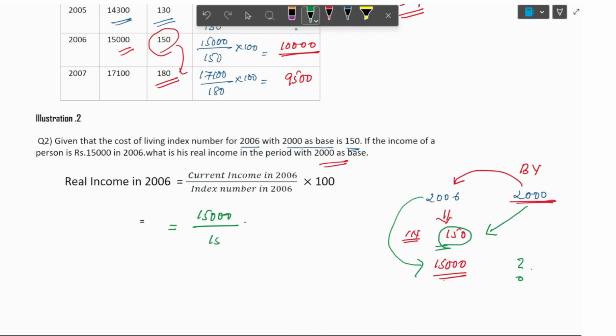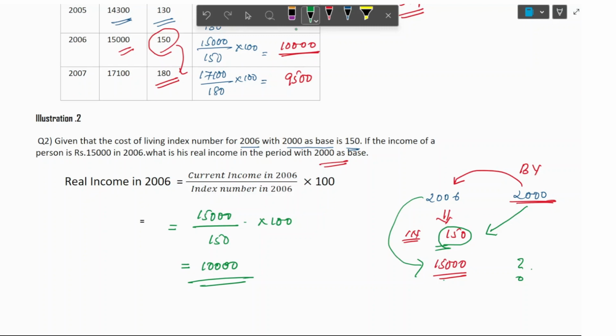That is 150 into cost of living index number into 100. Therefore, once you calculate, you are going to get 10,000. Therefore, this is the way a question can also be asked. Therefore, this question can come for the MCQ, multiple choice question also. Okay. Therefore, first just get an idea of what is given.